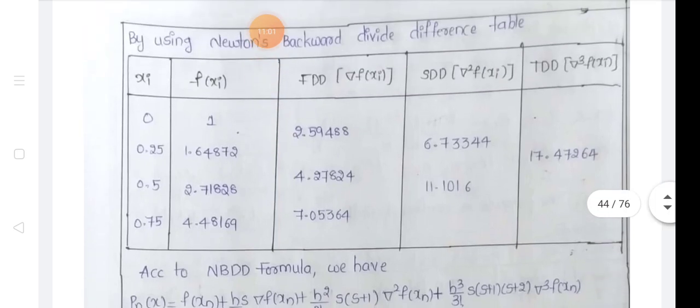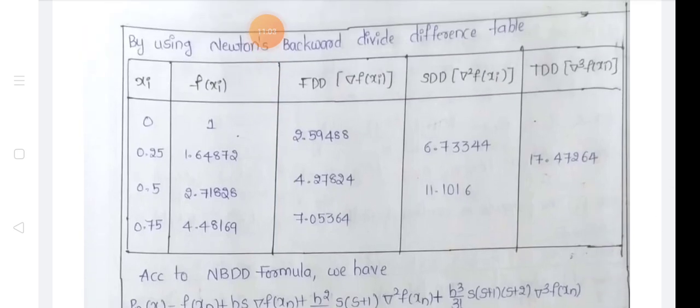In this table, xn equals 0.75, f of xn equals 4.48169, del f of xn is equal to 7.05364, del square f of xn is equal to 11.1016, del cube f of xn equals 17.47264.